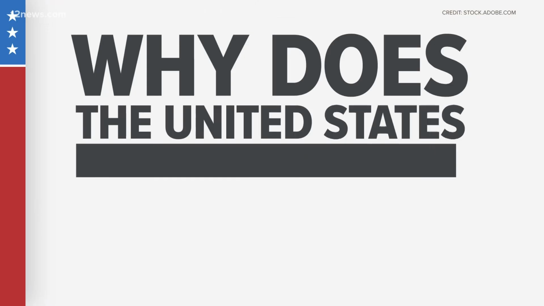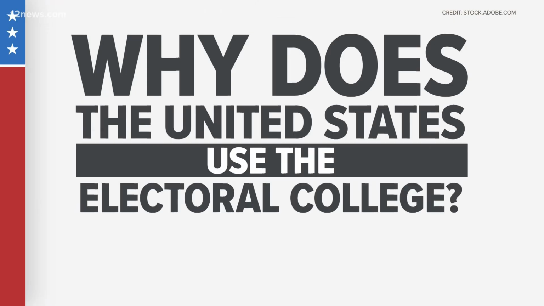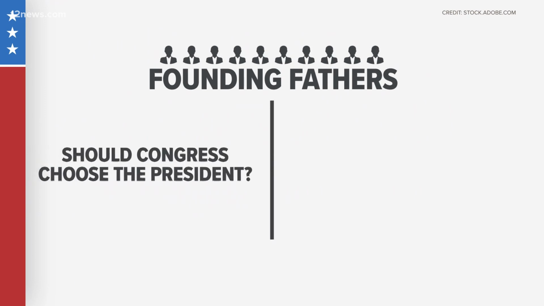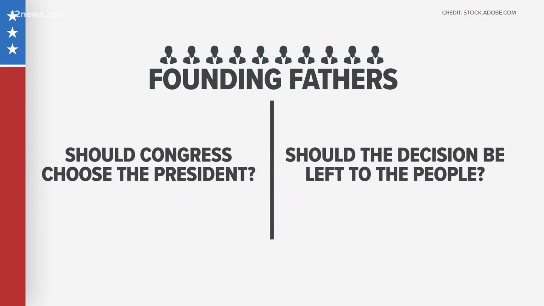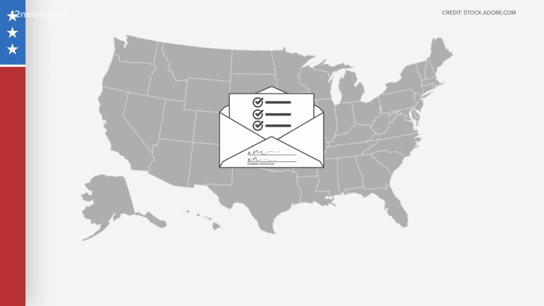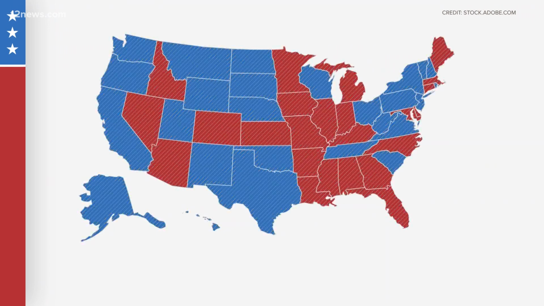Why does the United States use the Electoral College to pick the president? The founding fathers were split. Should Congress choose the president, or should it be left to the people? The use of electors was the solution. When you cast your vote for president, you're deciding which electors will represent your state.